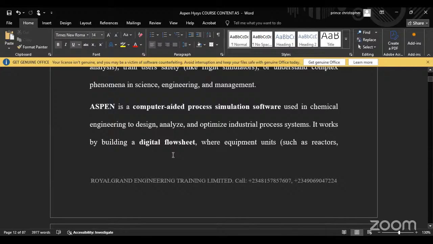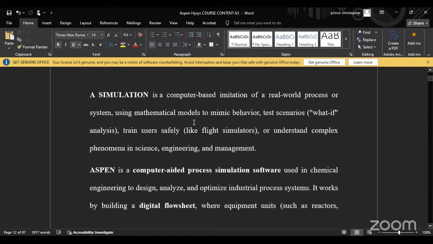So when you hear that we want to run a simulation of an absorber, or a wellhead, or a well gathering system, whatever you want to simulate, just know that what we are trying to say is we want to use a computer program to mimic or imitate how that system is supposed to run in real life.